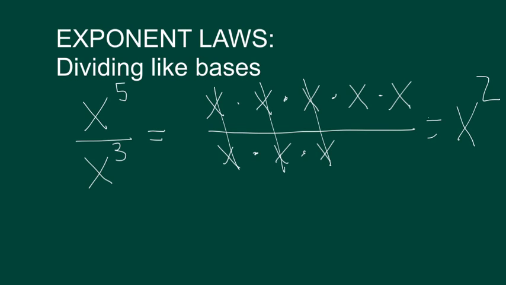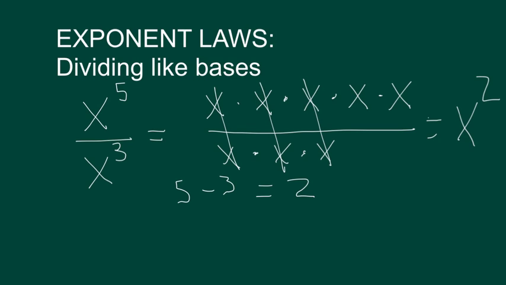Now, if you think about this, there were 5 x's. We took away the 3 from the bottom, and we got an exponent of 2. The exponent law says that when you're dividing like bases, and they must be like bases, these are both x, you can subtract the exponents to get the new exponent on your base.